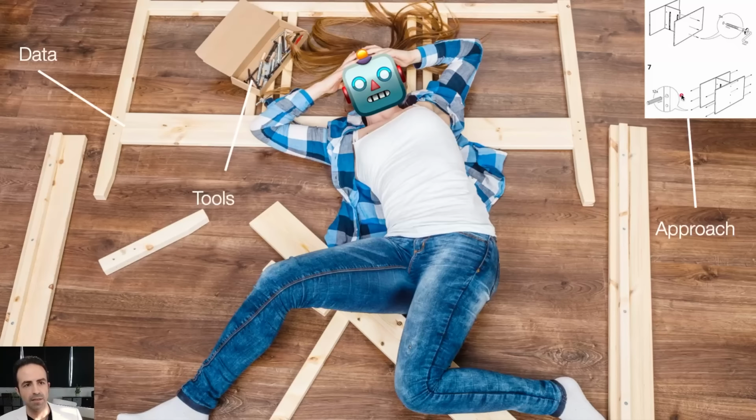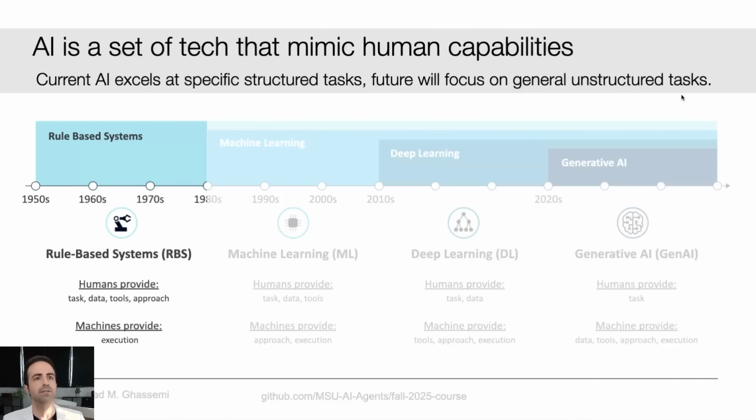Now, of course, if we're talking about AI, this is an analogy. So AI is playing the role of you in a rules-based system, and IKEA is playing the role of the human. You're providing it with the data, the tools, the approach, and the task, and then, in this case, this AI goes off and builds the furniture because you've provided everything it needs.